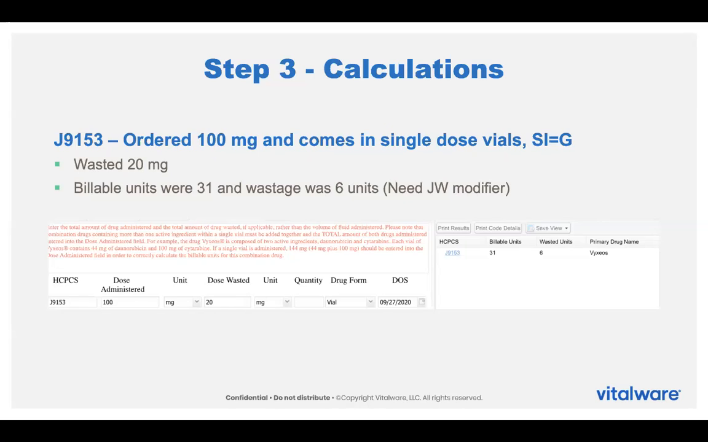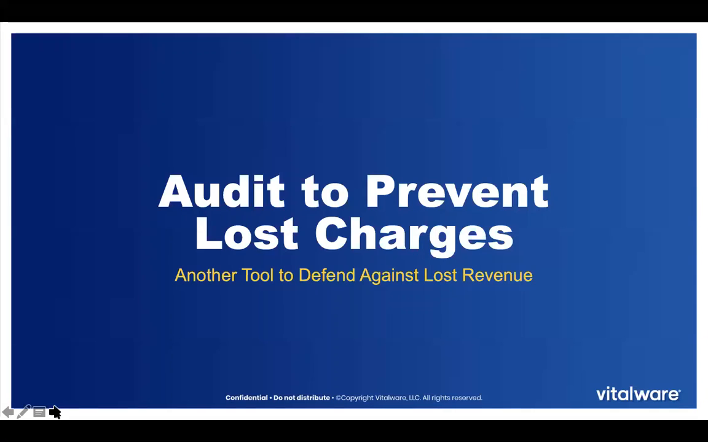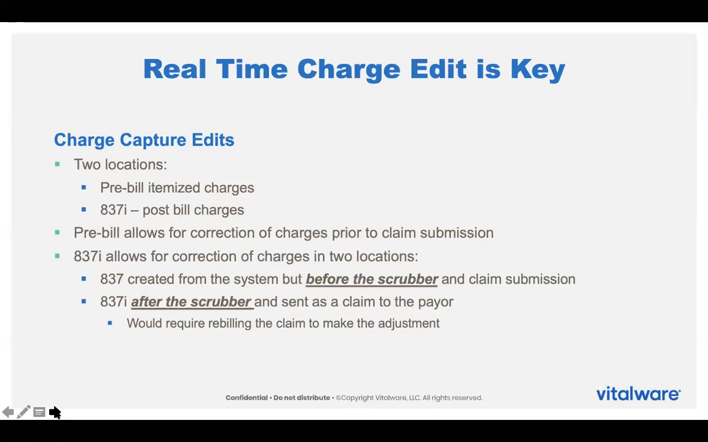So in this case, for the bill, I would have 636 revenue code J9153 with a billing unit of 31. On the next line down, I would have J9153 with a billing unit of 6, but that one is J9153JW. So you're going to have 2 lines, one without the JW and billable units of 31 and the according price, and then the second line is going to be J9153JW with 6 units billed. So that's how you do it. The next step we're going to do is actually audit it.